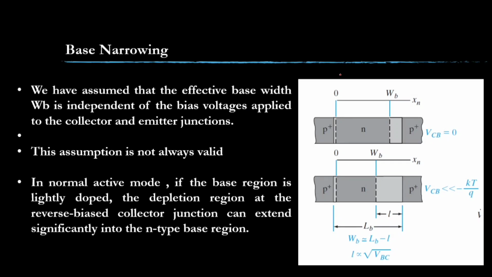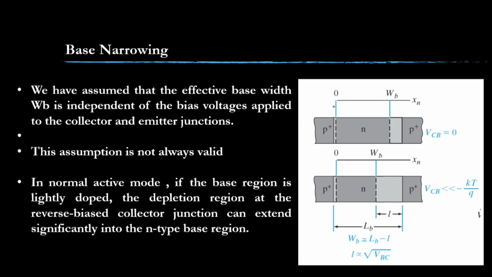secondary effect is base narrowing. This is very simple. These things were already explained, you know these things before itself. But again, as a secondary effect, I need to take it here. We have assumed that the effective base width WB is independent of the base voltage applied to the collector and emitter junction. It's quite common when we see the normal active mode.